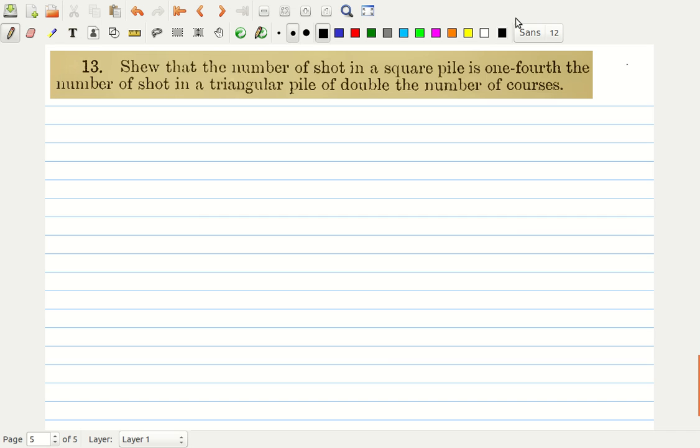Show that the number of balls in a square pile is 1/4 the number of balls in a triangular pile of double the number of courses. Again, this is a very simple problem. Let us first consider the square pile having n balls on each side. That is given by sigma n squared. So the square pile will have n times n plus 1 times 2n plus 1 into 1 by 6 balls.